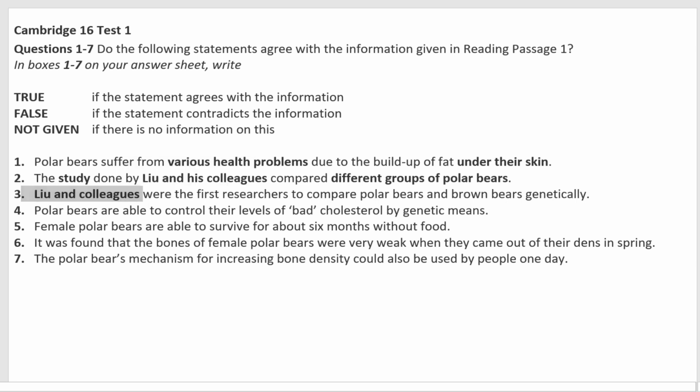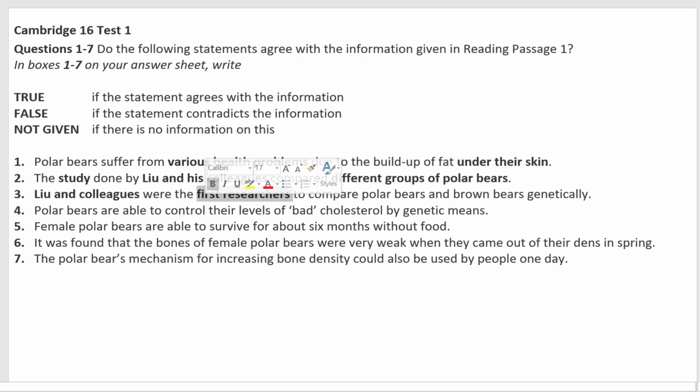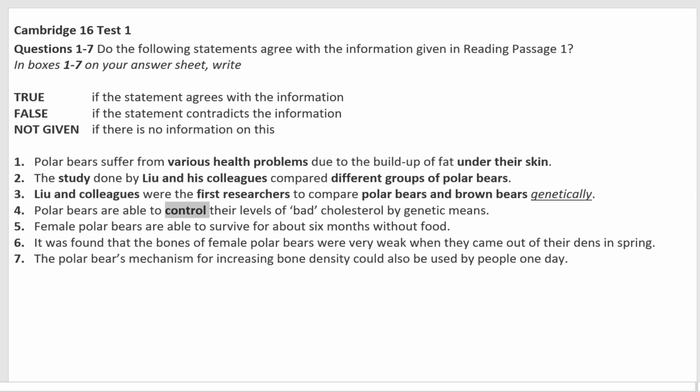First researchers means any information can be found, whether the research is first or not. A comparison may also be focused between polar bears and brown bears. Control their levels of bad cholesterol. Any information may be found, where a process was shown regarding control of bad cholesterol.